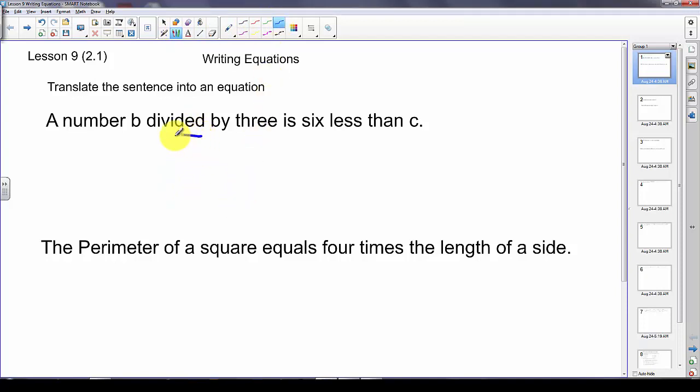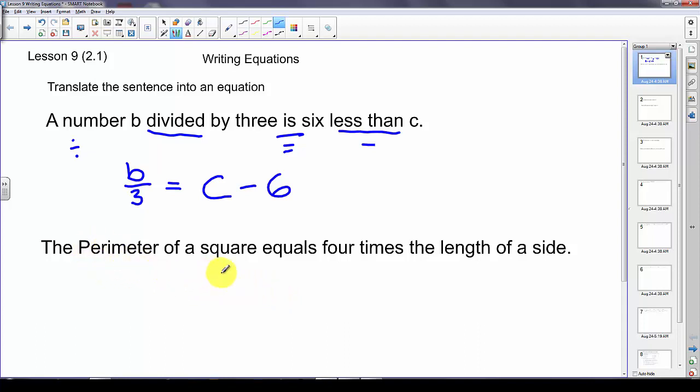We have divided and less than. And then here's this new word, is. We know what divided means. Is usually references equals. Less than, we know, usually references subtraction. So if we say a number b is divided by 3, it's b over 3. Let's start writing it that way instead of using the fourth grade division sign. Is references equals 6 less. So if I want to say 6 less, then I'm subtracting 6 from c. And there's our equation.